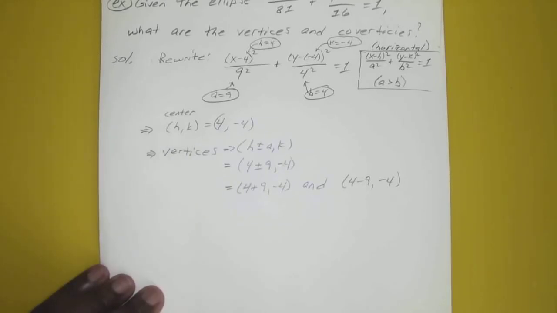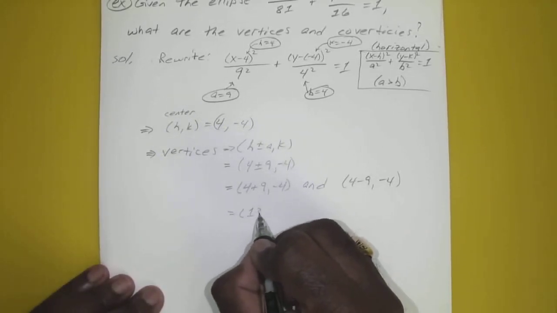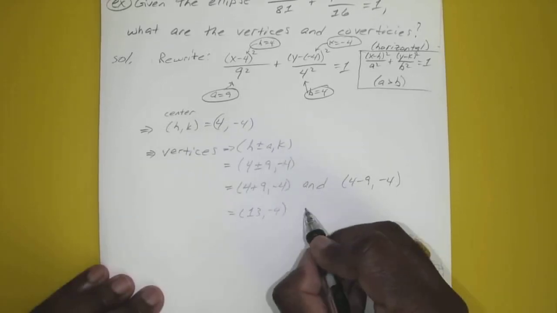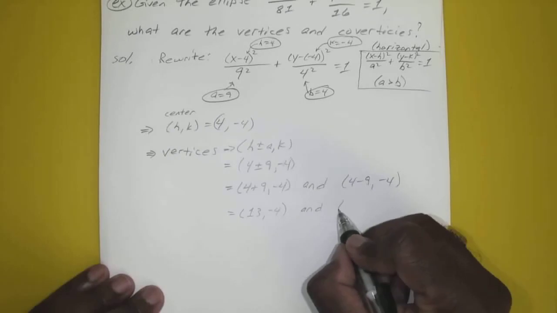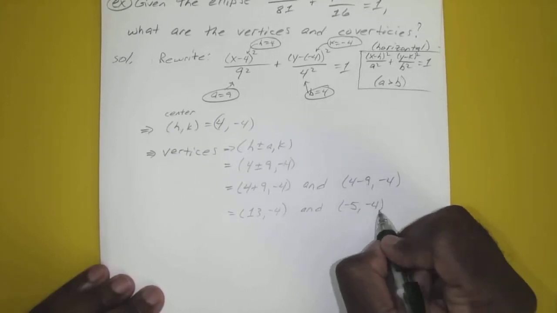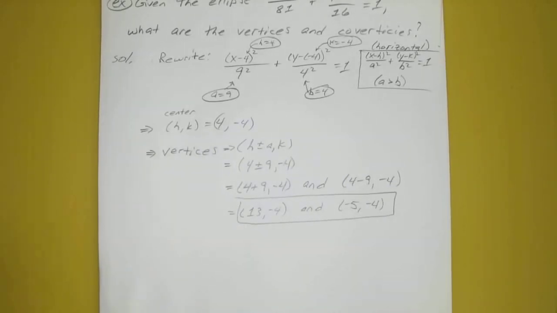Okay, so our two vertices is just going to equal 4 plus 9 is 13. 13, negative 4. And 4 minus 9 is negative 5. So negative 5, negative 4. Okay, so those are your vertices.